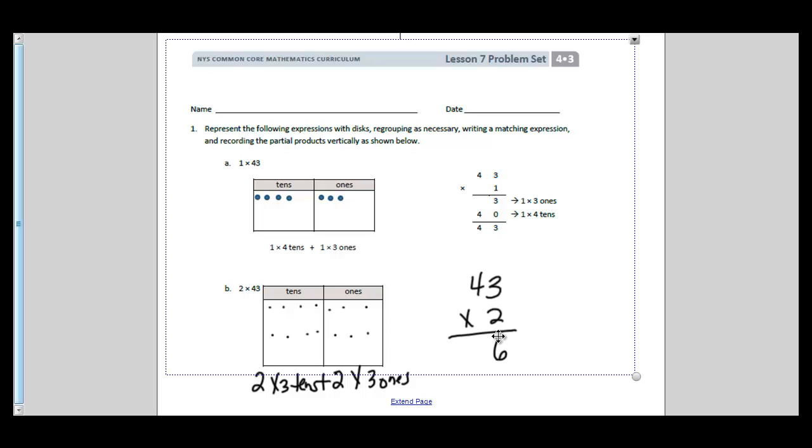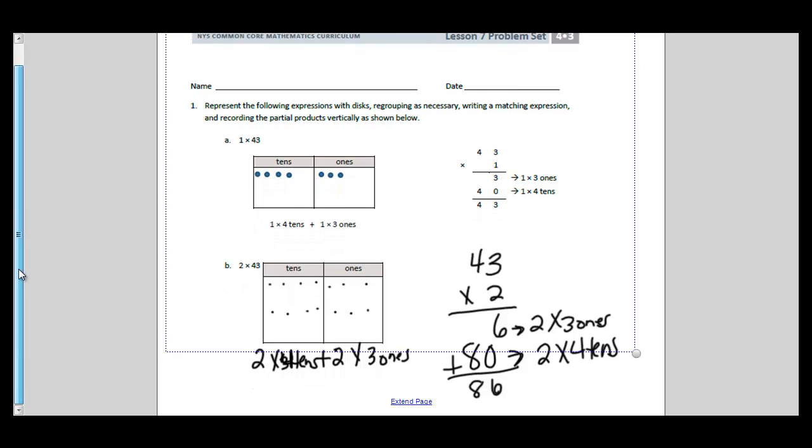So I end up with 6 ones, which is 2 times 3 ones. And then I have 80, which is 2, that should be 4, shouldn't it? That's why I'm thinking that's weird. Okay, so that should have been 4, sorry. 2 times 4 tens. And then when I add that together, that gives me 86. This should say 2 times 4 tens plus 2 times 3 ones.